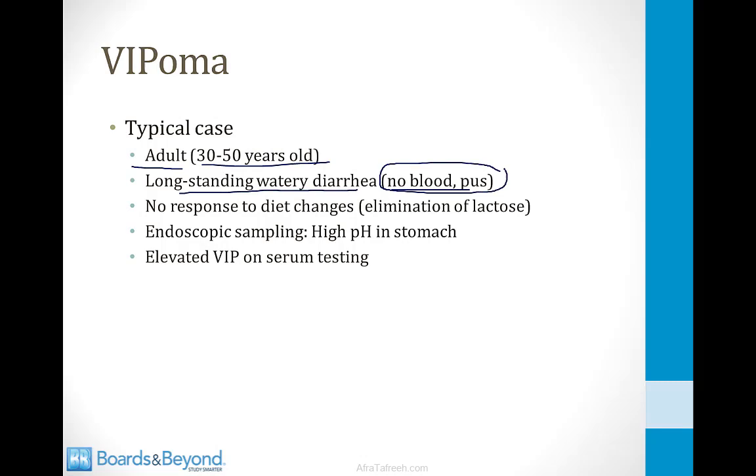Usually they are tried with dietary changes like eliminating lactose, thinking that this might be lactose intolerance, but they have no response. If an endoscopy is done, the fluid in their stomach and intestines can be sampled and it will have a high pH. And if you do serum testing, you will find an elevated level of VIP.